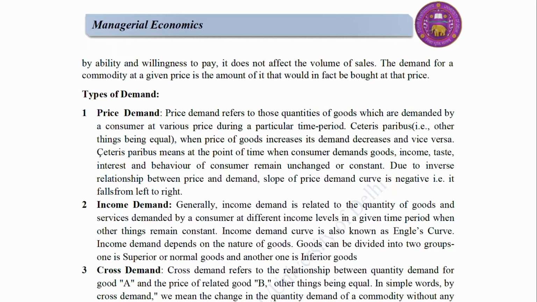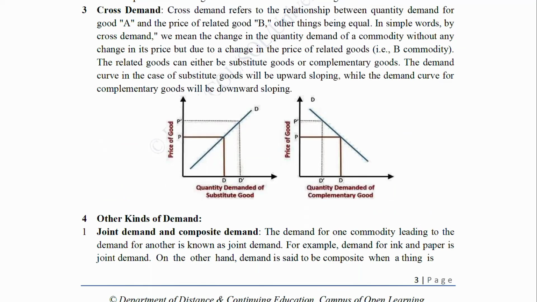Third, cross demand. Cross demand refers to the relationship between the quantity demanded for good A and the price of related good B, other things being equal. In simple words, by cross demand we mean the change in the quantity demanded for a commodity without any change in its price but due to a change in the price of related goods, that is, commodity B. The related goods can either be substitute goods or complementary goods. The demand curve in the case of substitute goods will be upward sloping, while the demand curve for complementary goods will be downward sloping.